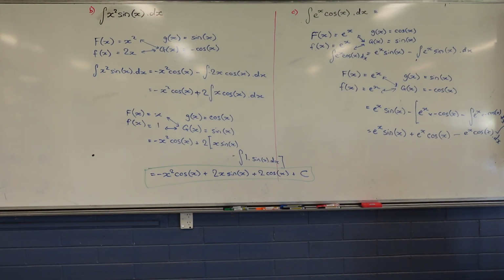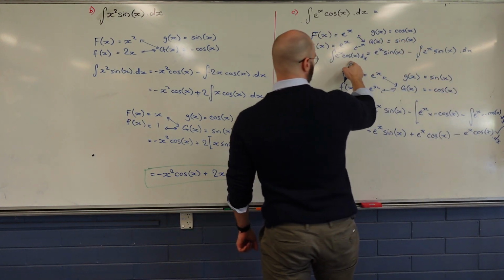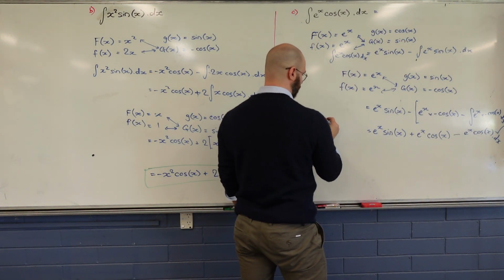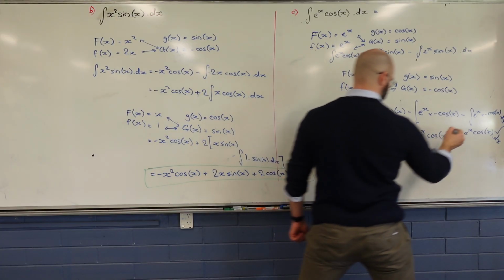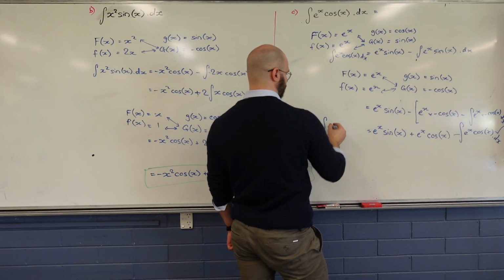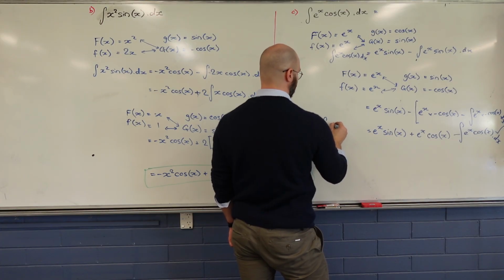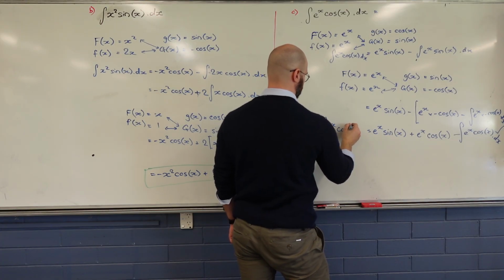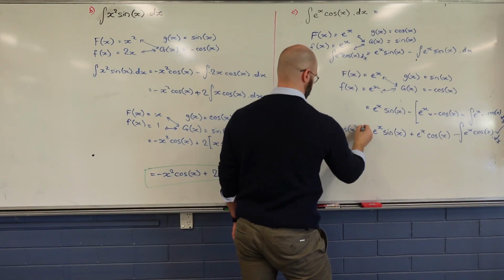How'd you get rid of the integral? And then remember, what does it equal on the left hand side? Oh, sorry, I didn't get rid of that. What does it equal on the left? The integral of e to the x cos x, with respect to x?